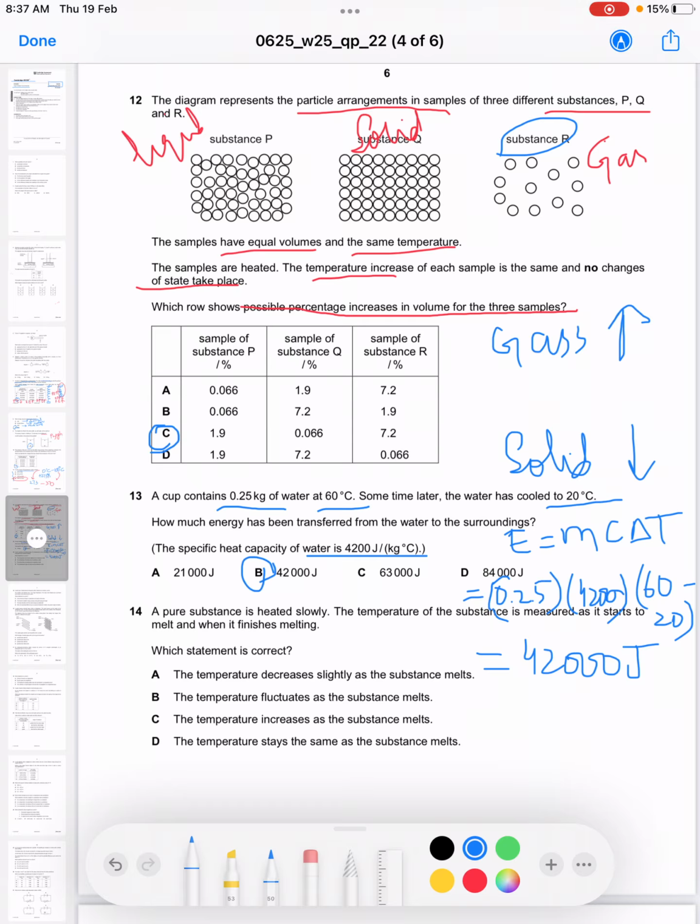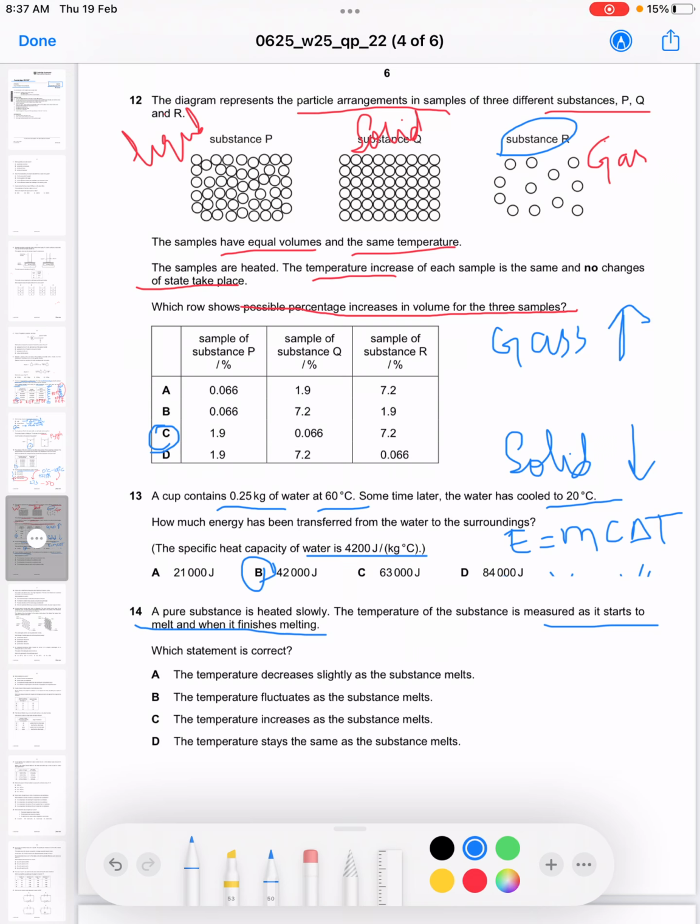Let's move to question number 14. A pure substance is heated slowly. The temperature of the substance is measured as it starts to melt and when it finishes melting. Which statement is correct? The temperature decreases slightly as the substance melts.